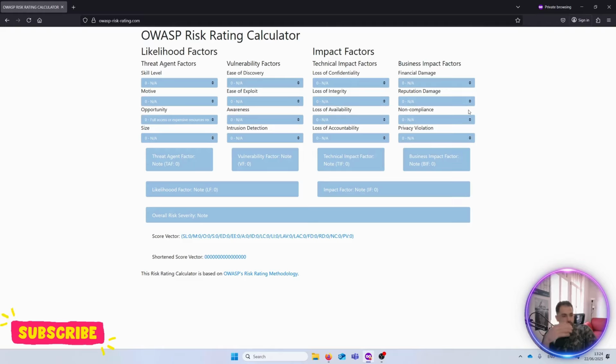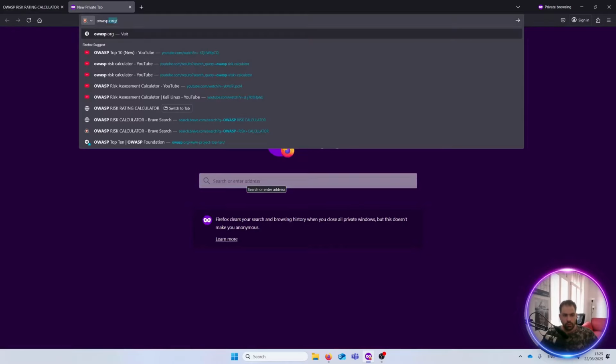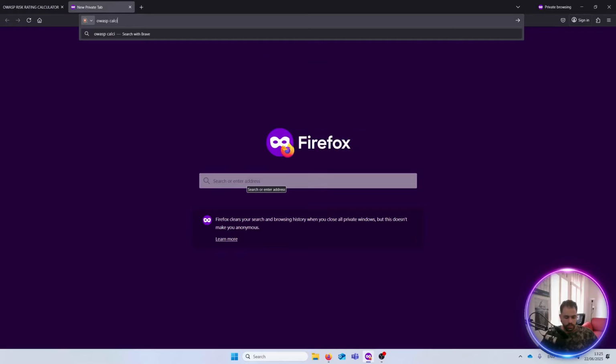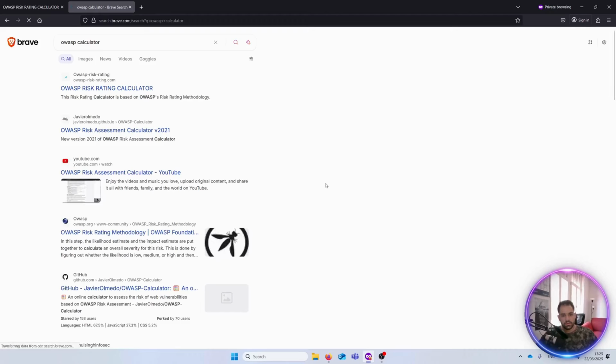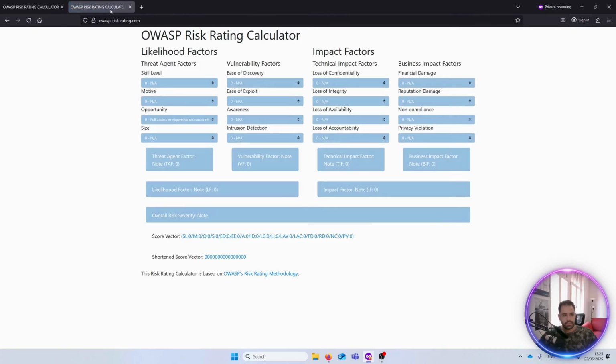So let's start and see what it is, how we can work with it, and basically how it can help us to have some KPIs, some numbers and metrics for threats and risks that we have in our environment, or in our industry, everything that we are working with. So let's see. As you see, it is OWASP Risk Rating.com. Also you can just Google it, OWASP calculator, and then the first link.